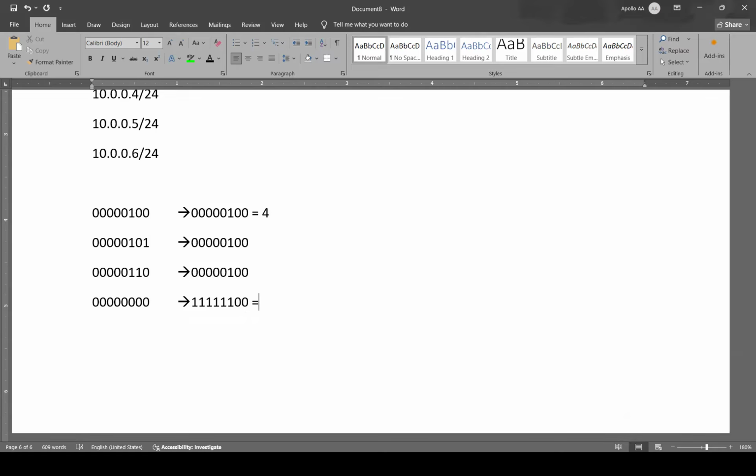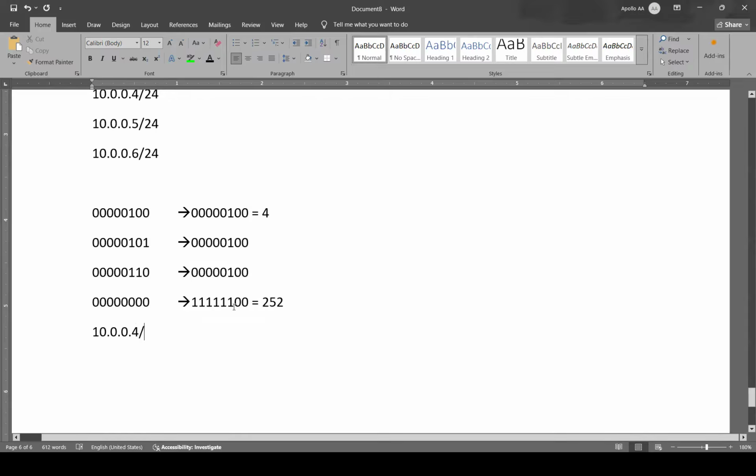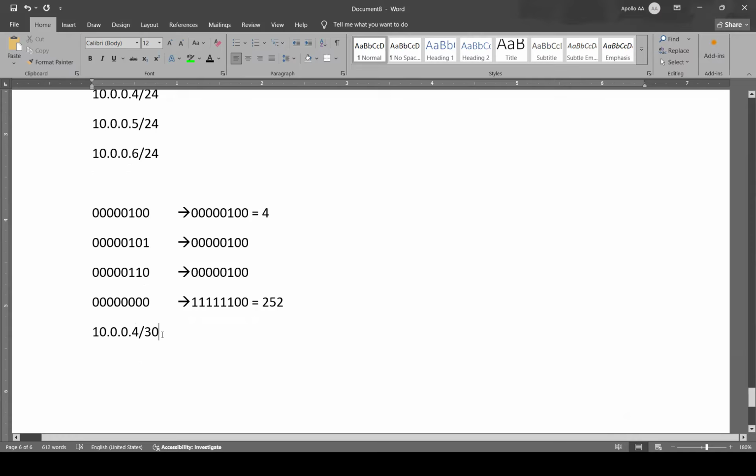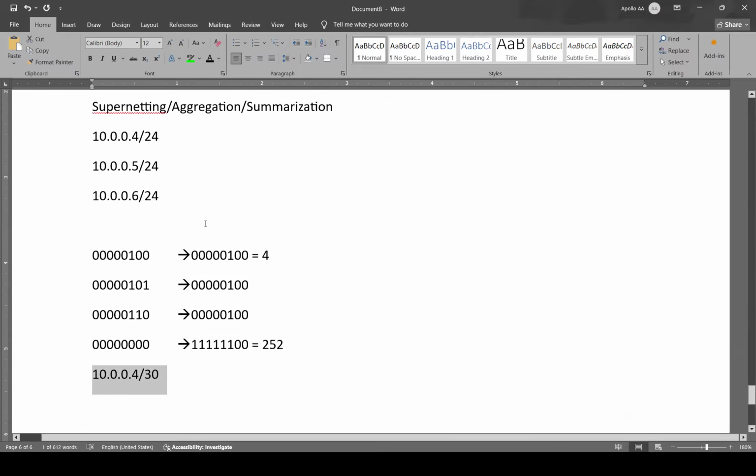And the subnet here is 255 minus 3, which is 252. So the single network for all those networks will be 10.0.0.4, because the one remains. But now this one becomes slash what? Not slash 24. It becomes slash 24, 25, 26, 27, 28, 29, 30, slash 30. So this is the summarized route for all these routes here.